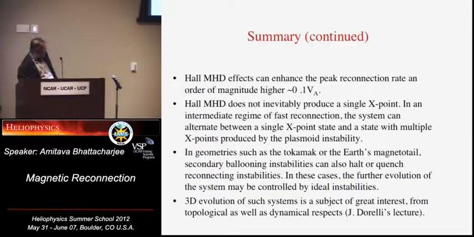I also want to tell you that large systems have surprises. They don't always produce a single X point. Yes, we can get to 0.1 VA. In an intermediate regime, the system can alternate between a single X point state and a state with multiple X points. In geometry such as the tokamak or the Earth's magnetotail, ideal instabilities can play a very important role in addition to reconnection. And the 3D evolution of such systems I haven't even touched on, which John Drake touched on in his talk.